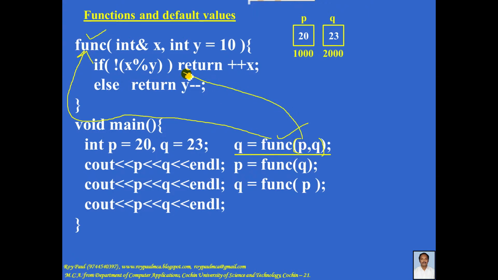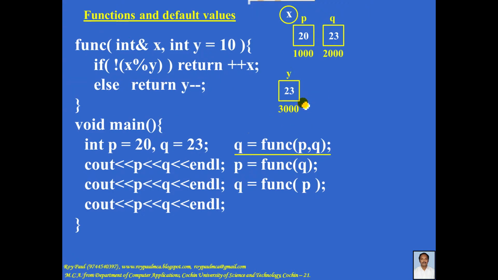The first argument is passed to first parameter. But here the ampersand sign is there, meaning x is a reference variable. So x is another name for p. So this p gets one more name, x. Now the second argument is passed to second parameter. Here the ampersand sign is not there, which means y is an ordinary variable. New memory should be allocated for y, like this: name, content, and some address. Here the second argument is q, so q comes in variable y. Q is nothing but 23, so your y becomes 23.